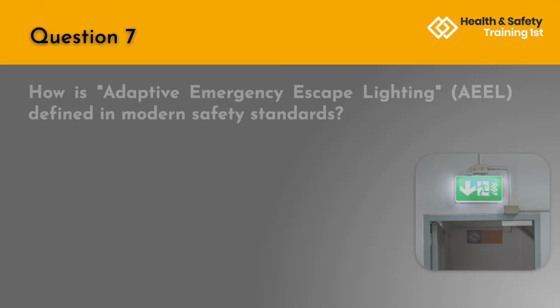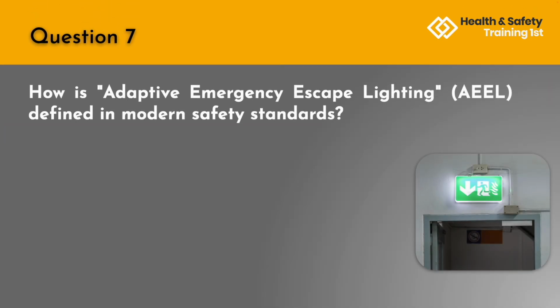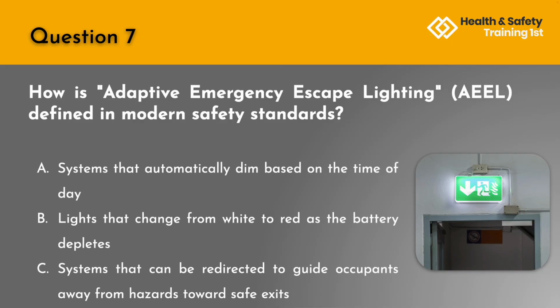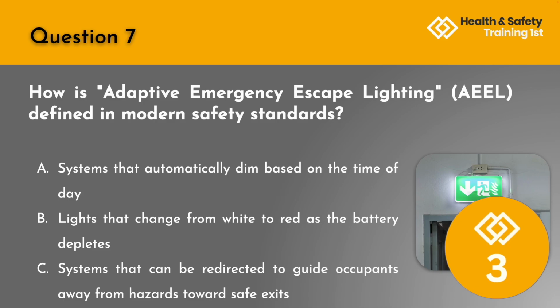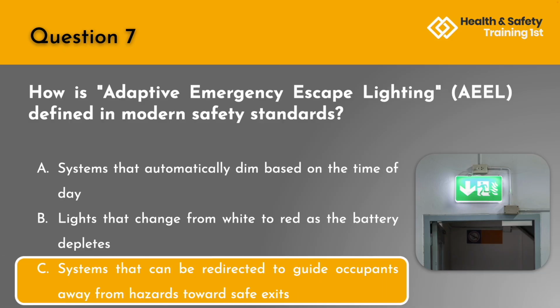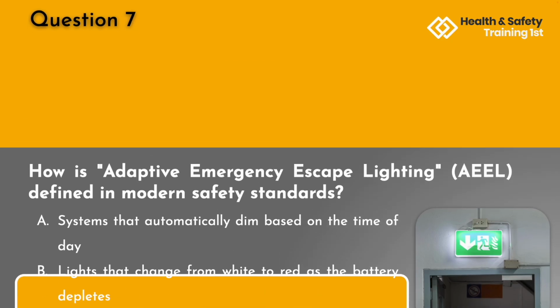Question 7. How is adaptive emergency escape lighting defined in modern safety standards? A. Systems that automatically dim based on the time of day. B. Lights that change from white to red as the battery depletes. Or C. Systems that can be redirected to guide occupants away from hazards towards safe exits. The correct answer is C. Systems that can be redirected to guide occupants away from hazards towards safe exits.